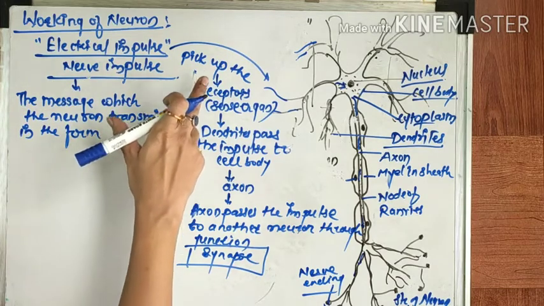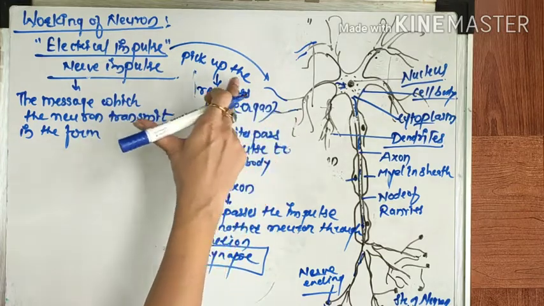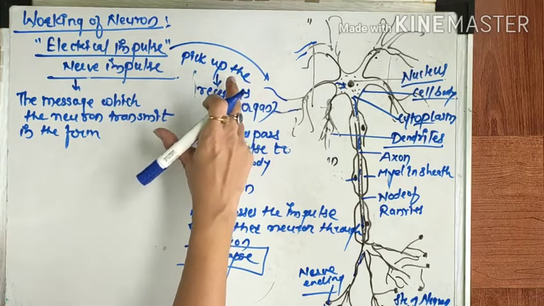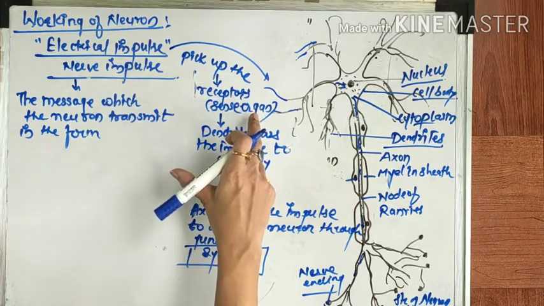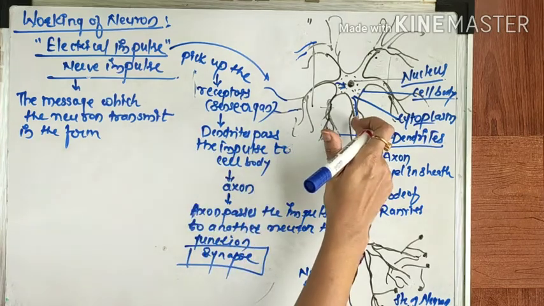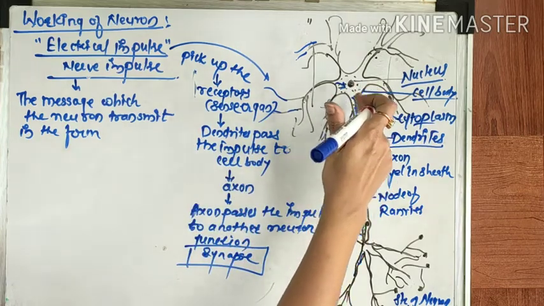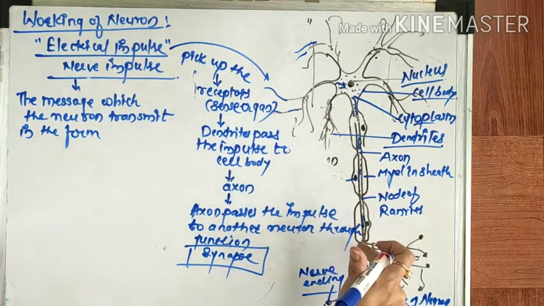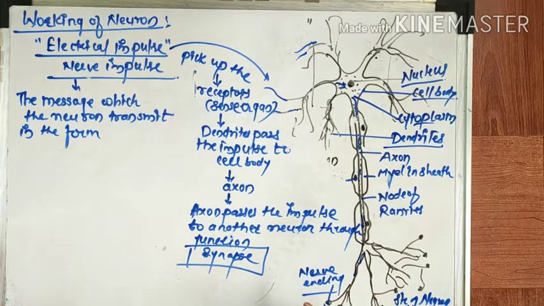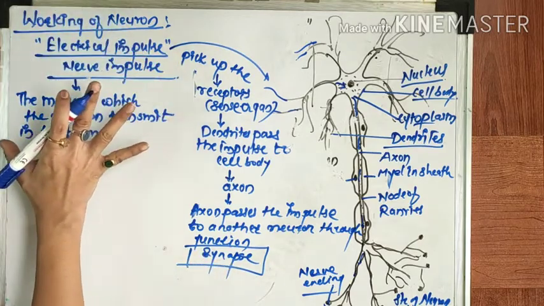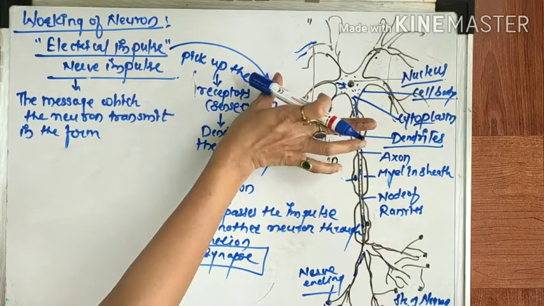So dendrites pick up this nerve impulse, or a message, from this receptor, and the receptor is present on a sense organ. After that, what will happen? The dendrite passes this nerve impulse into the cell body, and from the cell body it goes to the axon, and from the axon this impulse travels to another neuron through one junction. That junction is known as synapse. This is all about how the neurons work.